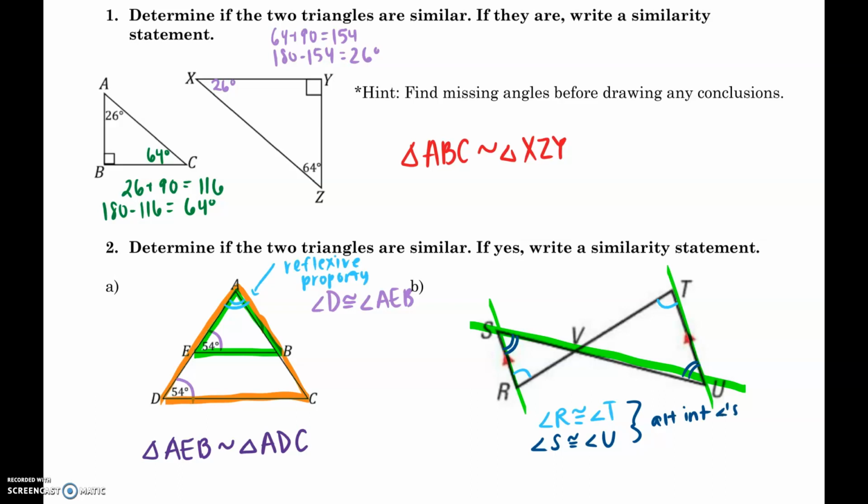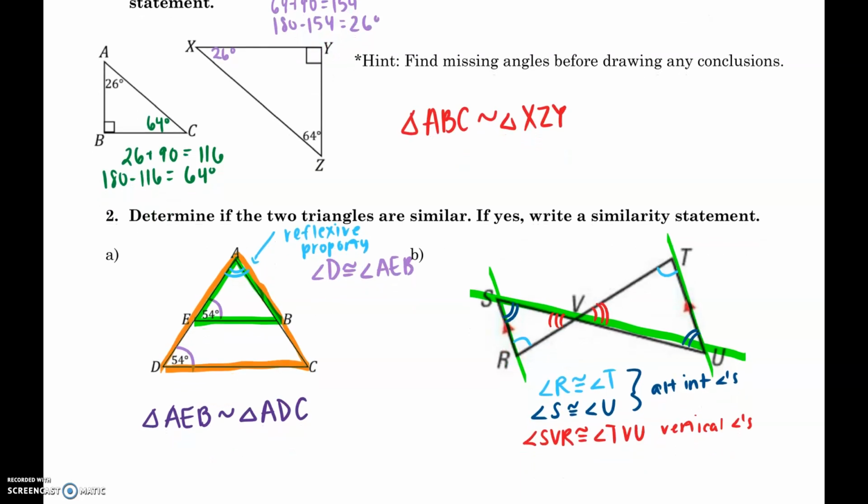And then we also have vertical angles. So angle SVR is congruent to angle TVU, and those are vertical angles. So again, we do have two pairs. In this case, we found all three pairs of corresponding congruent angles. So we can say that our triangles are similar. Triangle SVR is similar to triangle UVT.